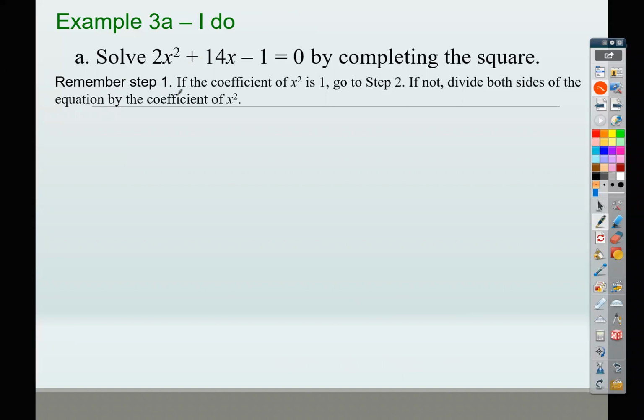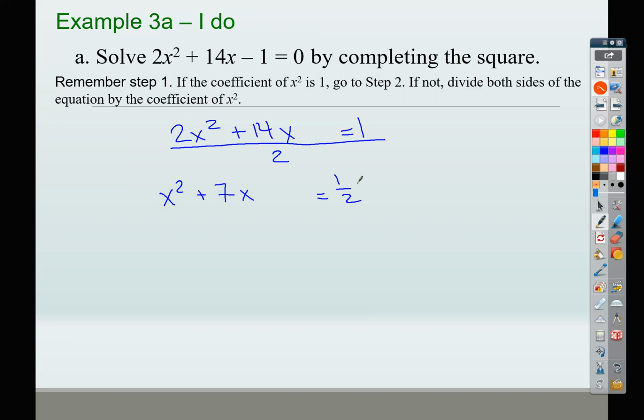Okay, so remember step 1, if the coefficient of x squared is 1, go to step 2. If not, divide both sides of the equation by the coefficient of x squared. So I'm just going to rewrite this again, and I'm going to move that 1 to the other side. Okay, now this is not a 1, so I have to divide everything in the whole equation by 2 to get rid of this coefficient. So I get x squared plus 7x equals 1/2. And now you're back to where you were, okay?